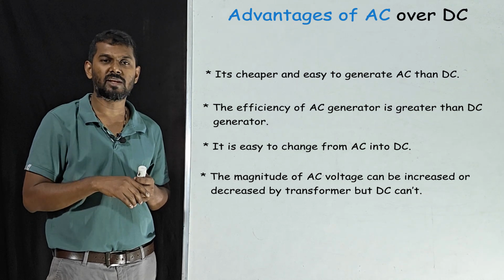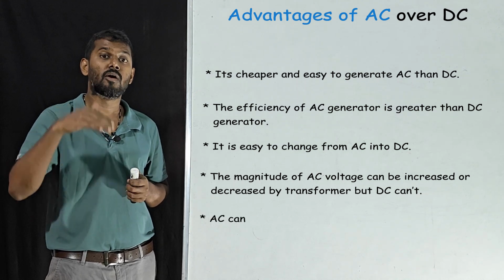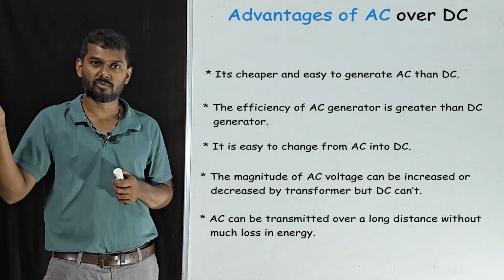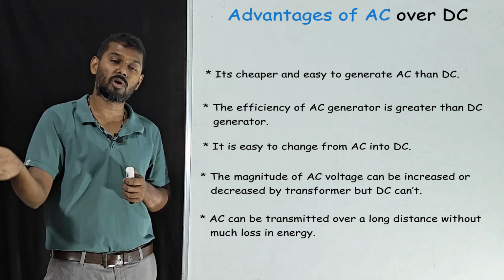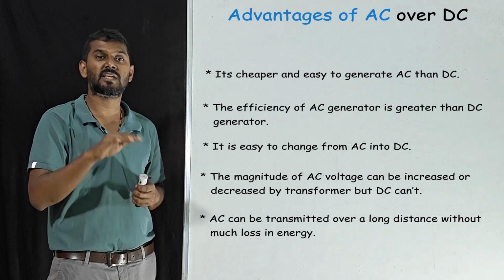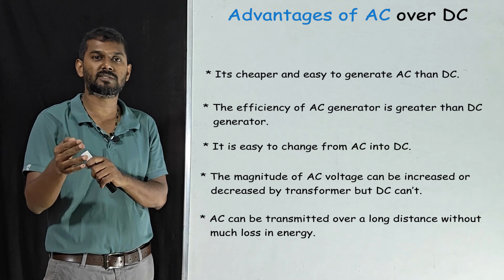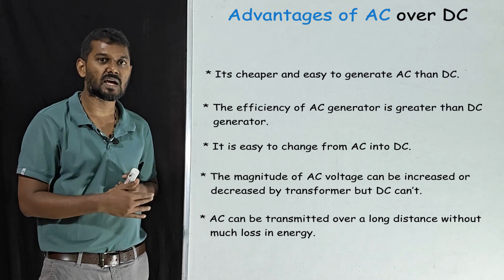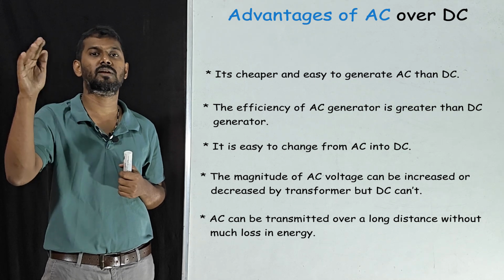Next, the final point: whenever we are transmitting power for a longer distance, from one point to the farthest point, the loss of energy in AC is much less compared to DC. In DC, the loss of energy in the form of heat is more. These are the advantages of AC over DC.